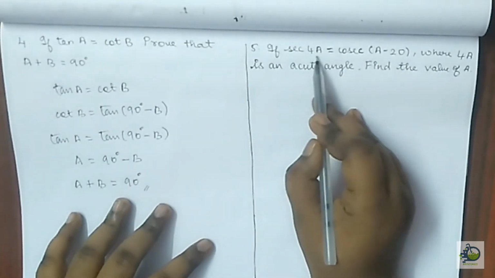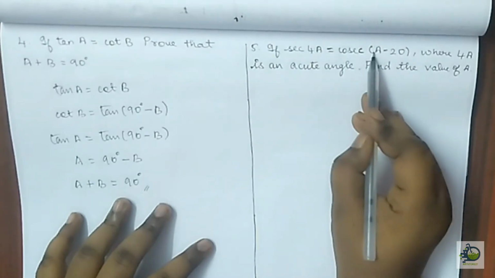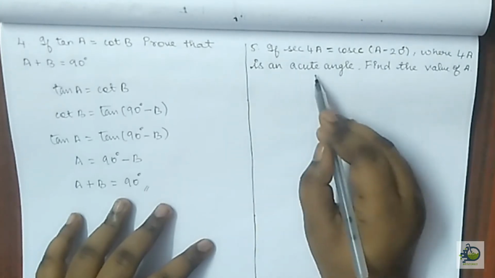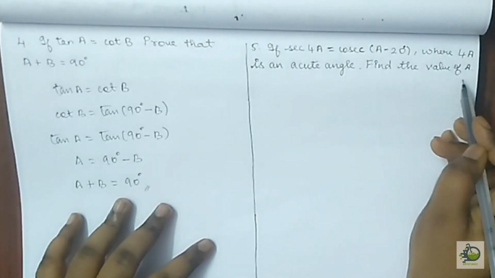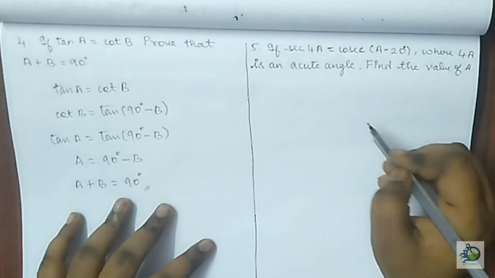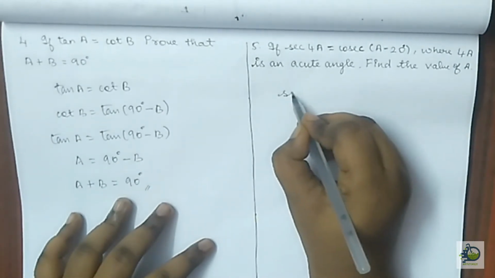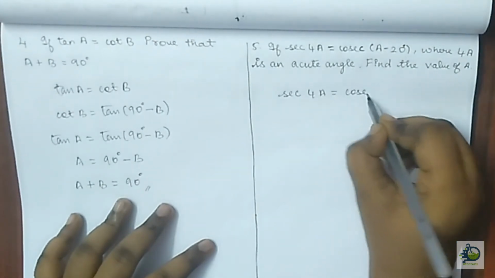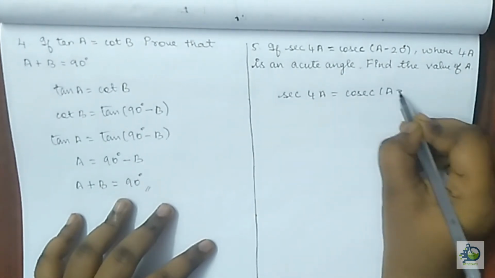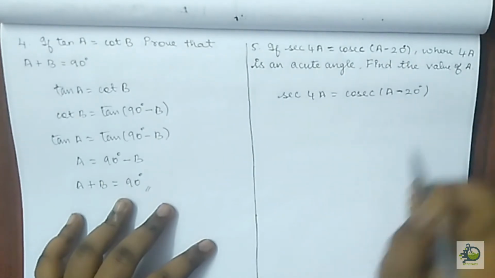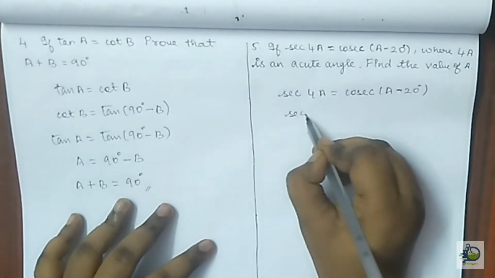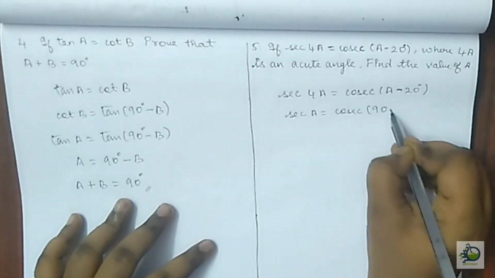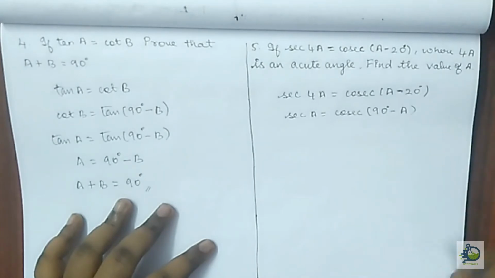Now let's move on to the fifth question. If sec 4A is equal to cosec of A minus 20 degrees, where 4A is an acute angle, find the value of A. Now we have to find the value of A. It is given that sec 4A is equal to cosec of A minus 20 degrees. Okay, we know that sec A can be written as cosec of 90 degrees minus A.